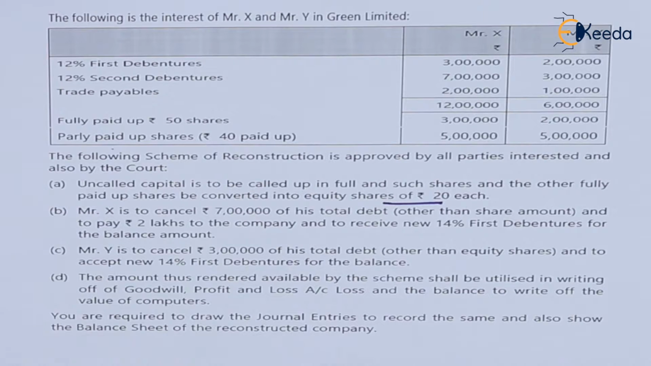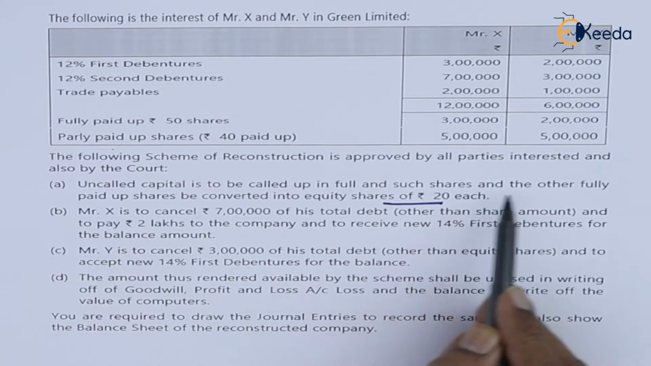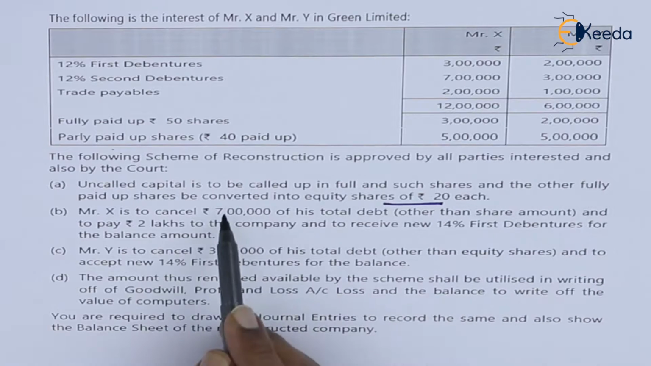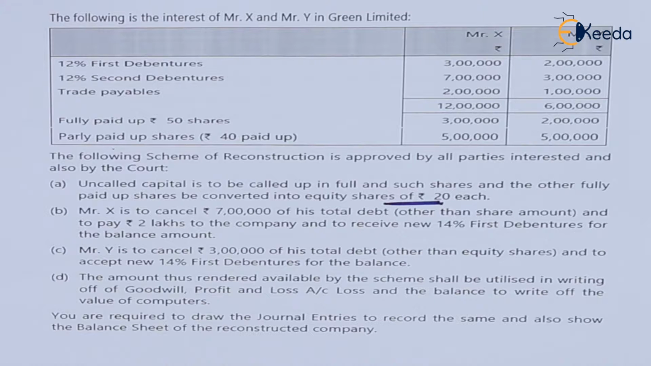Importantly, I want to go back to point number 1 again. Uncalled capital is to be called up in full and such shares and other fully paid up shares are to be converted into equity shares of 20 each. It is not a subdivision, it is reduction. 30 rupees of each share is cancelled. So we will complete the entries accordingly. What is the requirement? You are required to draw journal entries to record the same and also show the balance sheet of the reconstructed company. Let's go ahead with preparation of journal.